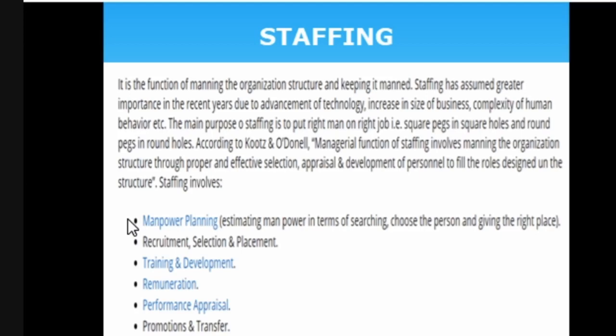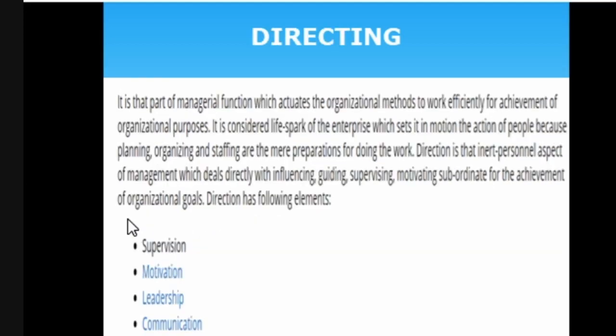And appraisal. If he has achieved a certain target, that means you have to give some increment or appraisal, right? So what are the rules for appraisal? And promotions and transfer. If he has worked for a certain duration, he needs promotion and transfer. If he has fulfilled all the criteria, the next step is that he needs to be promoted, right? Similarly, these are the things you need to ensure in staffing. So this is the concept of staffing. So next comes directing.